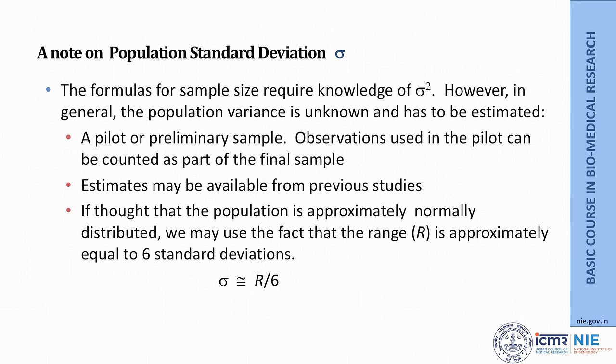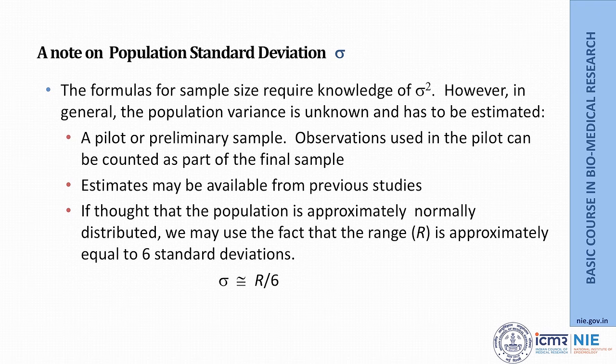Now in this formula we have sigma, that is the population variance, and in most scenarios you may not know a value of sigma, because this is a study you are going to do, so sigma may not be available. And how to get a sigma? One of the ways that you can get this variance is to do a pilot survey, a preliminary survey, and of course you can even use the observations used in the pilot for your final sample too. An estimate available from the pilot survey could be used, or you can use an estimate which is available from previous studies.